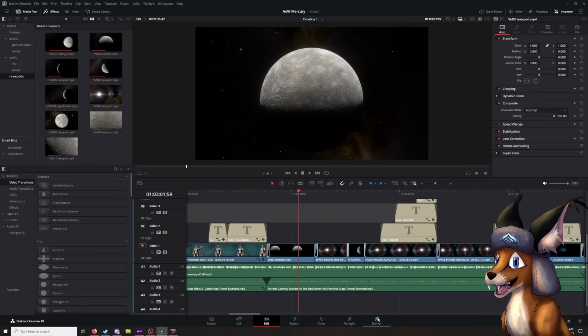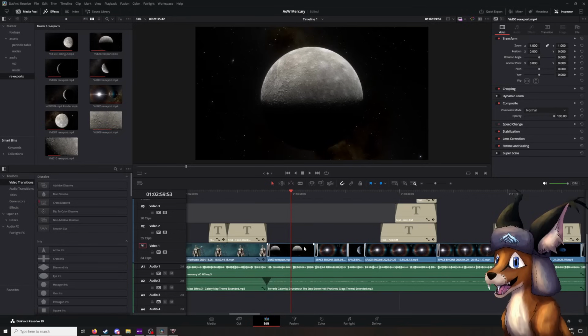But I went down here into the Deliver tab and I went to go render it. It kept stopping every time it reached footage that was from the in-game camera path editor. And I was like, what the heck is going on? So I stayed up for like 2 hours trying to figure it out.